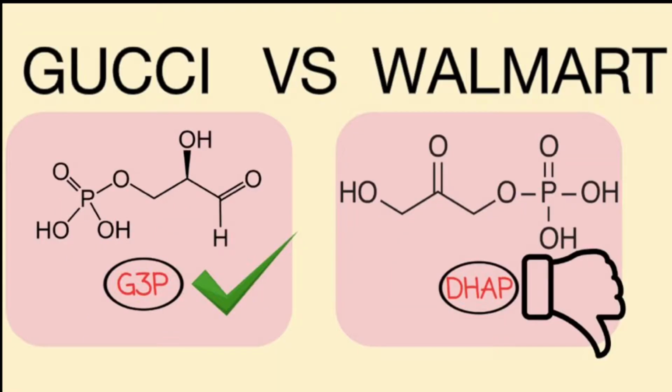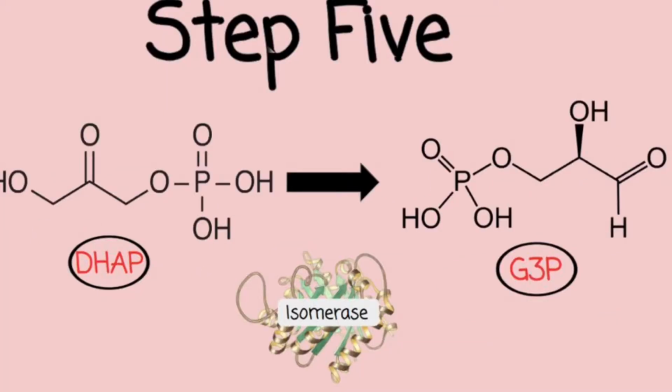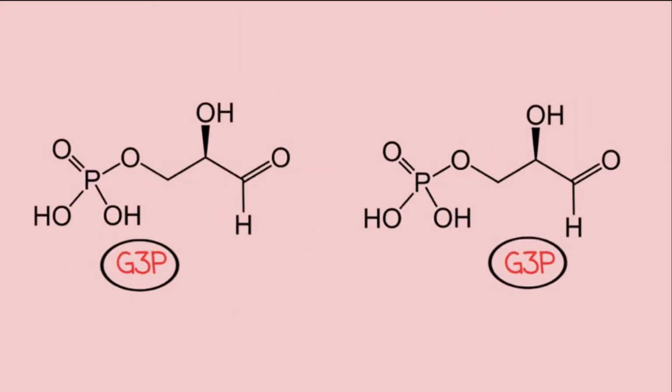Next step's pretty easy. We know we want G3P, but DHAP kind of sucks, so an enzyme constructs. Isomerase turns stuff around. It's what changes DHAP into a new compound. DHAP becomes G3P, and that sounds good to me. Now we have 2 G3P of utmost quality.